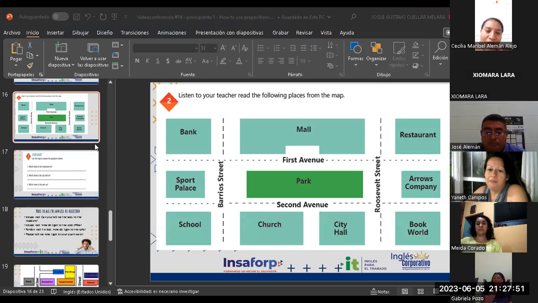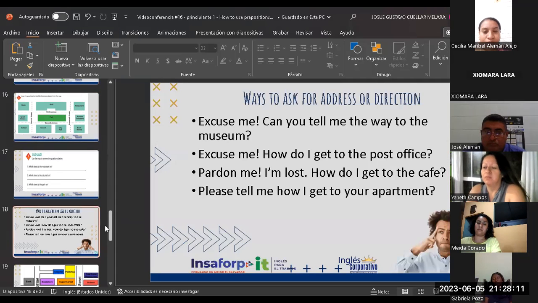On Second Avenue? Thank you, City Hall. Yeah, City Hall, on Second Avenue. Y aquí le podemos agregar todavía, ¿verdad? On Roosevelt Street, yeah. Let's say thank you. Vamos a lo siguiente. Let's move.